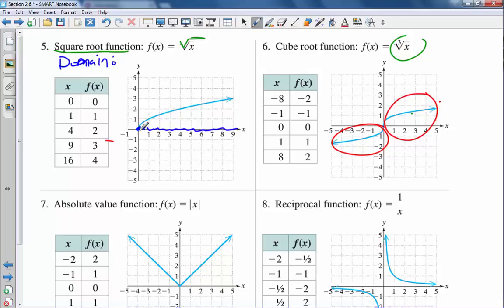All positive numbers starting with 0. What is this? 0 to infinity. Right? And range as well. This is the range when you look at, compress this to the y-axis. This is range. And it starts at 0 and goes to infinity. So domain and range are the same numbers. Range, sorry. Range is the same as well. However, this one, what's the domain of this function?